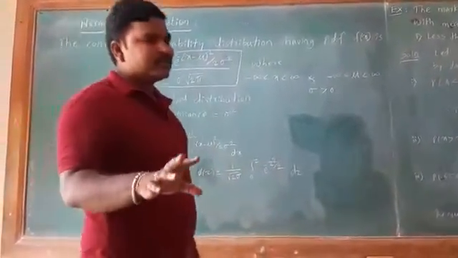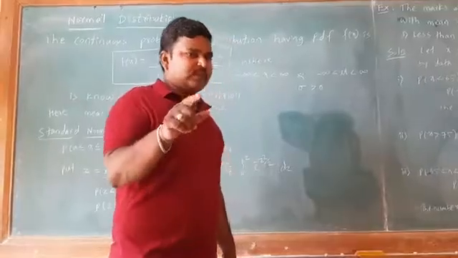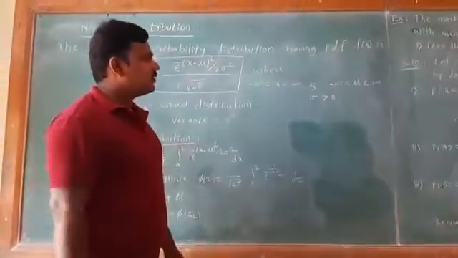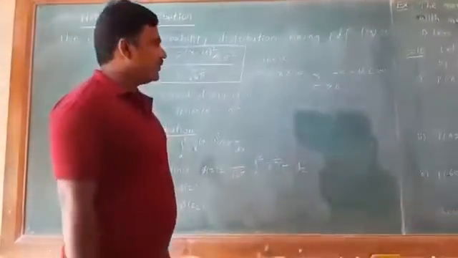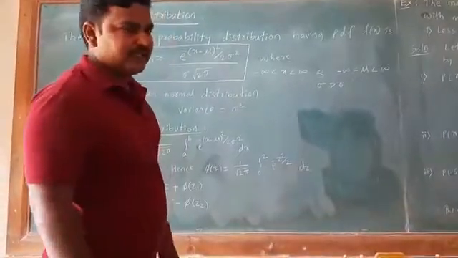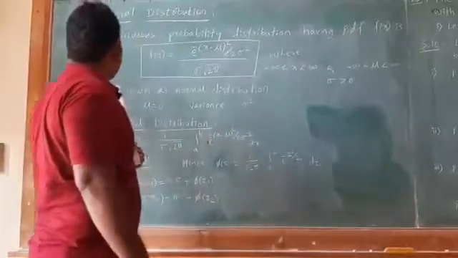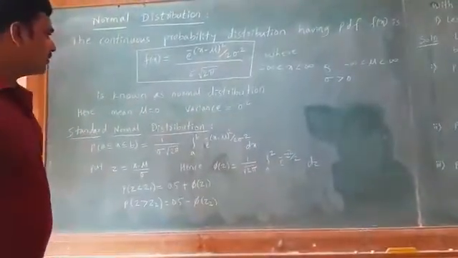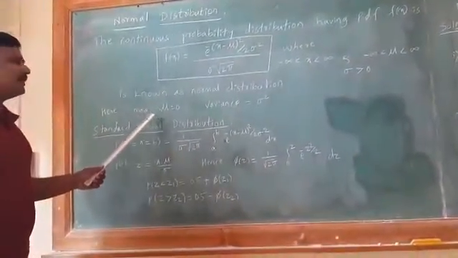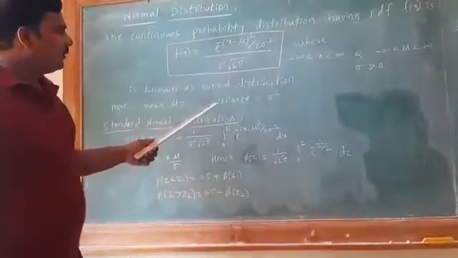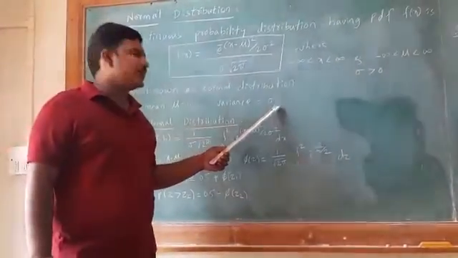So here x lies between minus infinity to plus infinity, the mean value is also minus infinity to plus infinity, but sigma is always greater than 0. This is known as normal distribution. Here the mean is mu and the variance is equal to sigma square.